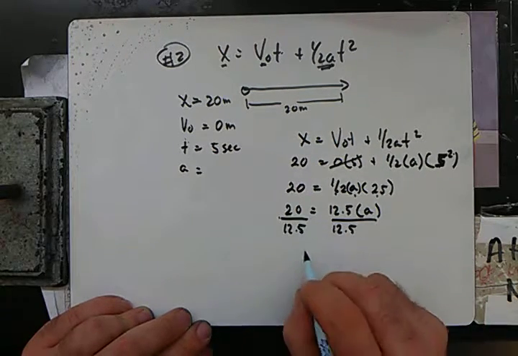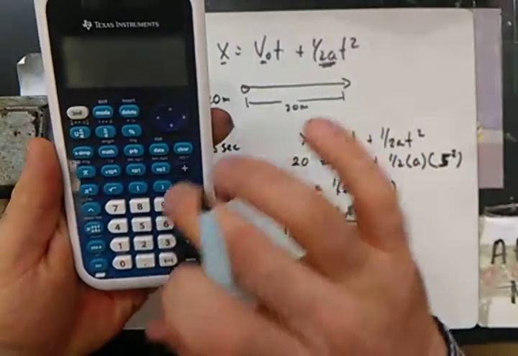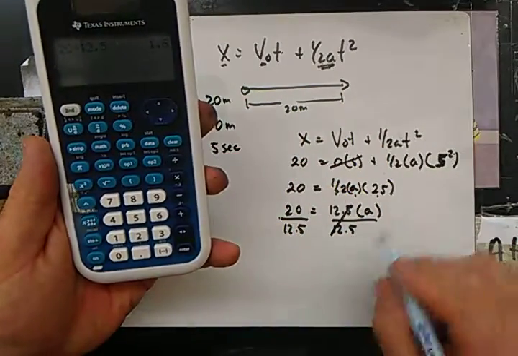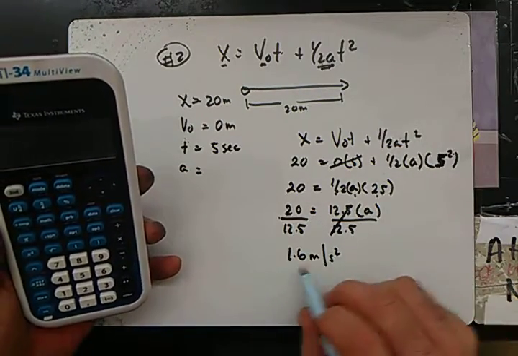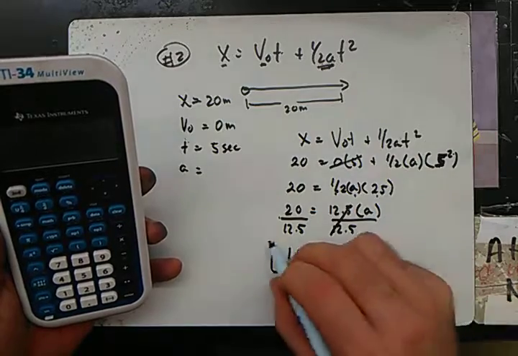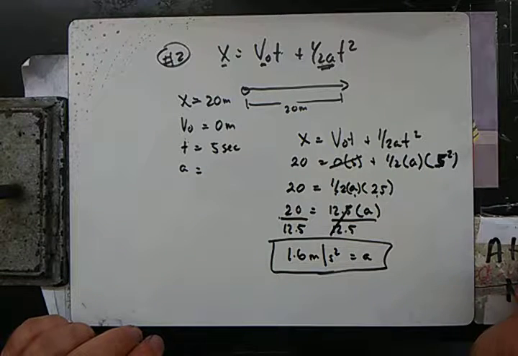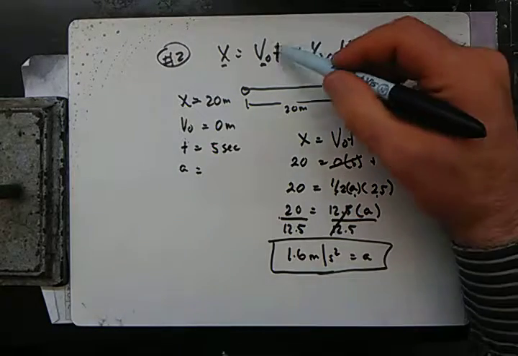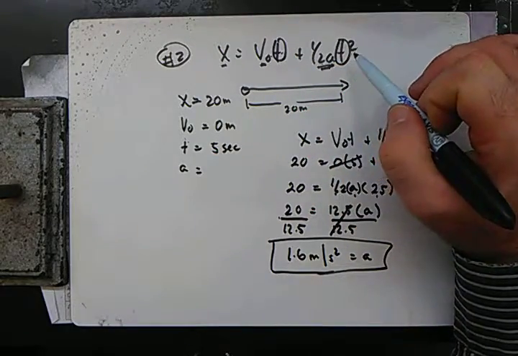Okay, and I'm going to come up with 20 over 12.5. Okay, 1.6. And I know my units for acceleration are meters per second squared. So the acceleration of this thing is 1.6 meters per second squared. Okay, so it is accelerating. Again, we're not going to solve for t in this one unless the initial velocity is 0. Then t can be solved, and I'm going to do one of those for you guys.